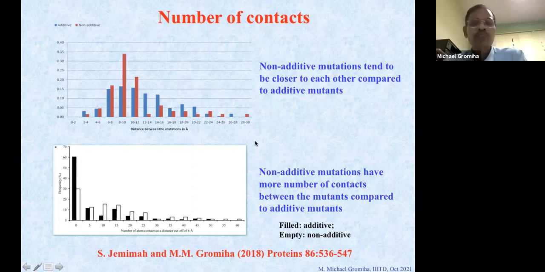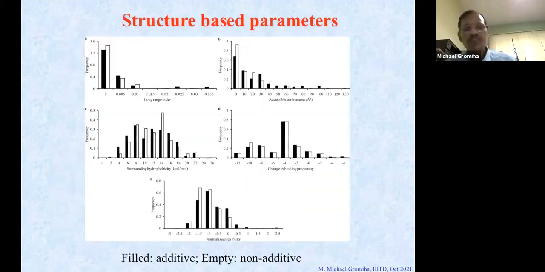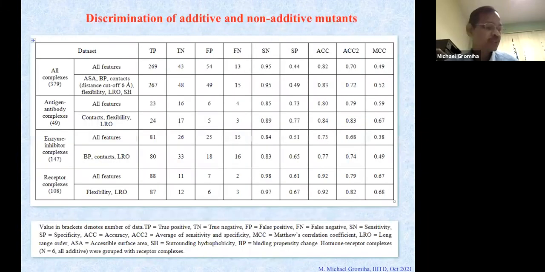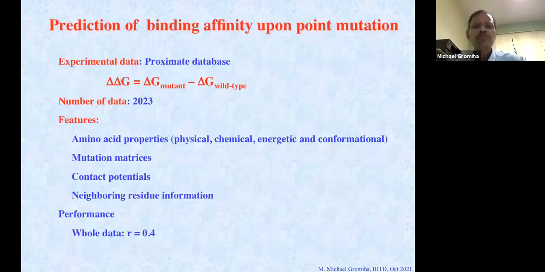And we could see this if you use the mutations which are additive or non-additive. For the other structure-based features we calculated, we could not find any significant difference. The data are not statistically significant, so I just left that. Then the reviewer asked whether, if you use these parameters, you are able to discriminate additive from non-additive. We tried to develop a model, and it is fairly good, but not very high performance. Still it works fairly well to discriminate the additive and non-additive mutants.